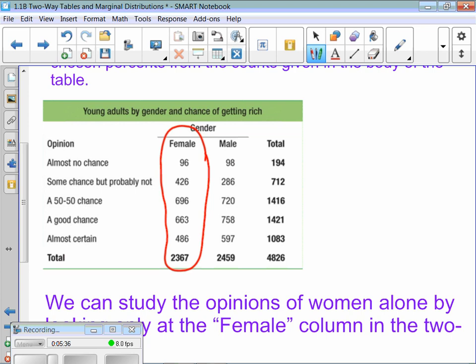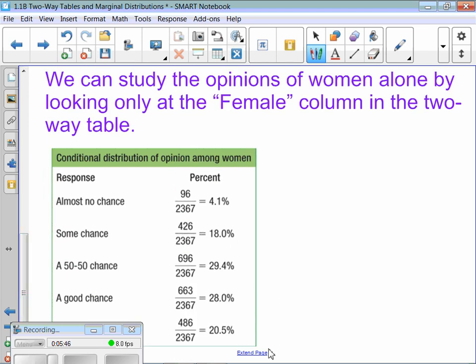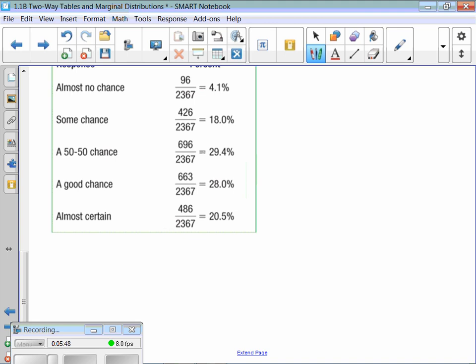Okay, so if I want to say the percentage of females who have almost no chance, what would I divide? Exactly, 96 by 2,367. All right, so I'm going to have to calculate this percentage, and then the next one, and the next one, the next one, the next one. So they did that for us right here. And we've got our majority of females in the 50-50 and the good chance categories here, they believe.